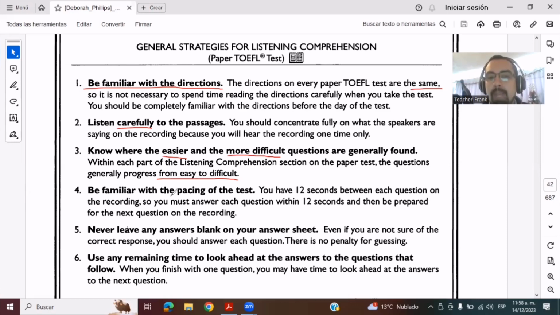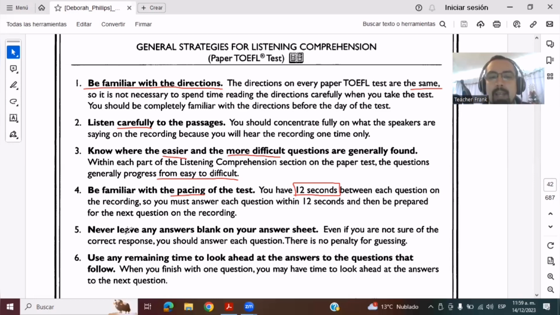Be familiar with the pacing, so how fast, how much time you have between questions. You have approximately 12 seconds to answer each question, right? So be prepared for the next question, right? There are multiple tips we're going to be looking at, but there's one where if you have time, you can look ahead and read the possible answers, right, before the audio starts. So that may help some people. It may not help other people.